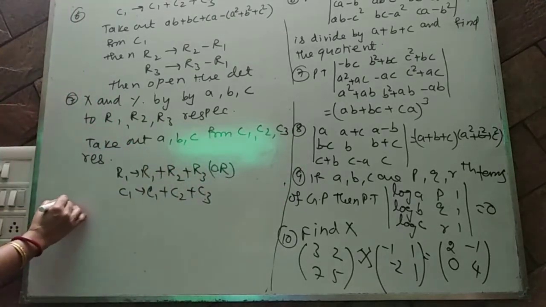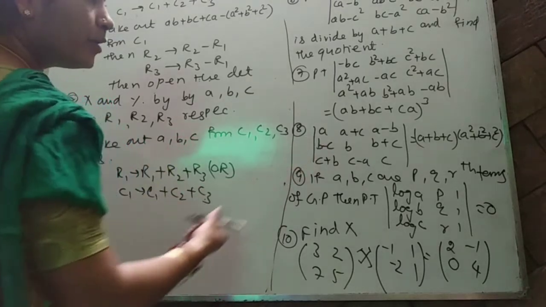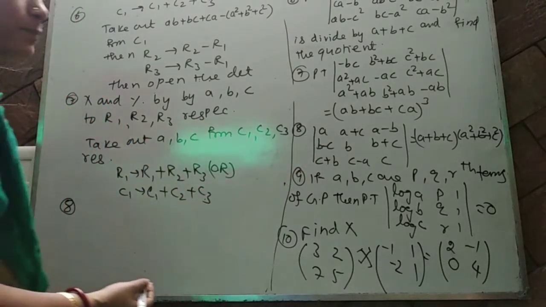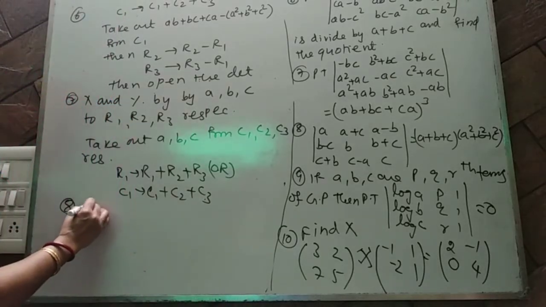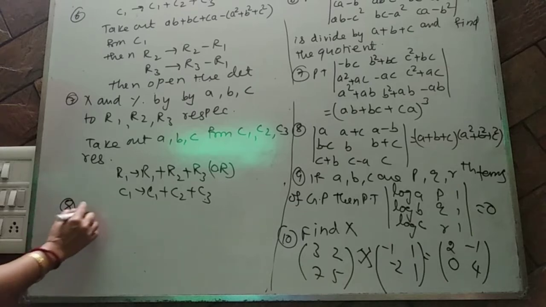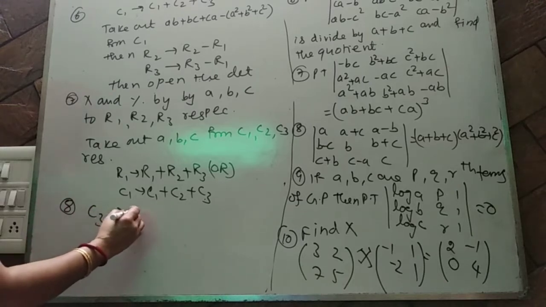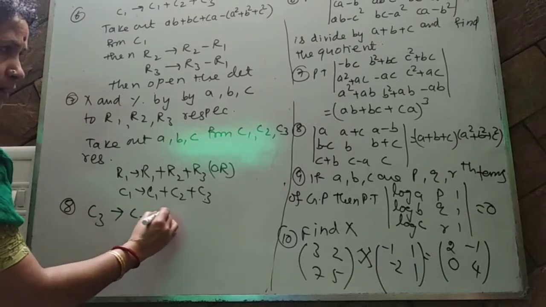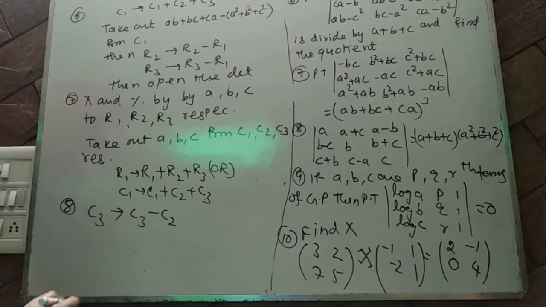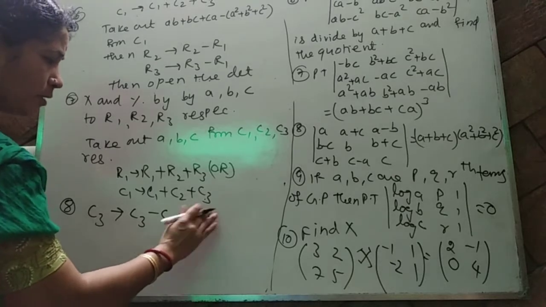Now see question number 8, let me explain. Question number 8, you can do one thing. That is what we can do. A plus B plus C we need, A plus B plus C. So R1 can be written as, or otherwise C3 can be written as, you have to check it better. C3 can be written as, or otherwise C3 minus C2, minus C2 and then plus C3, plus C1.